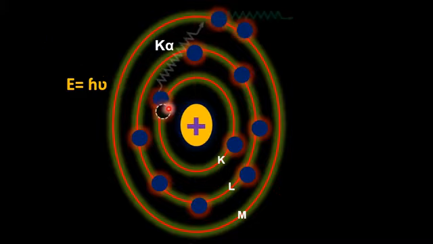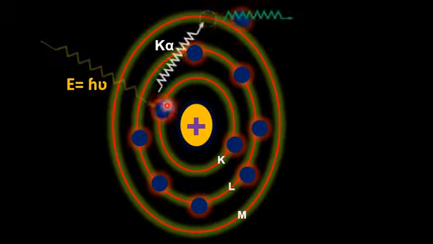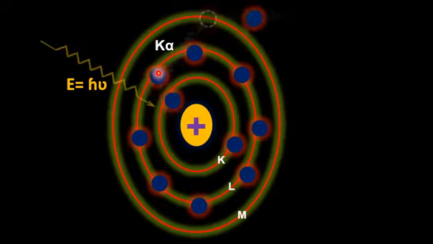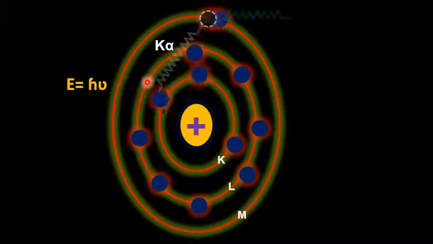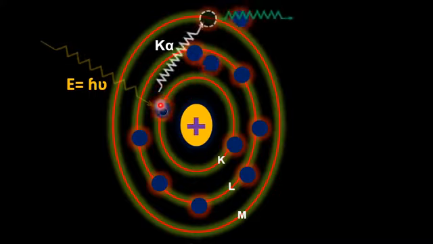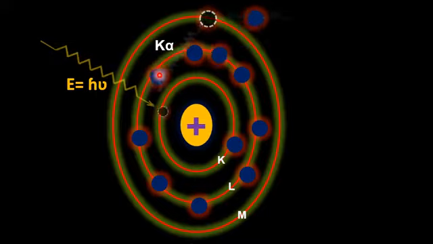So the atom will become unstable. In order to make the atom stable, an electron from a higher energy level will jump into the core shell electron vacant position. When the higher energy level electron jumps into a vacancy of the core shell electron, the higher energy electron will emit characteristic X-rays.